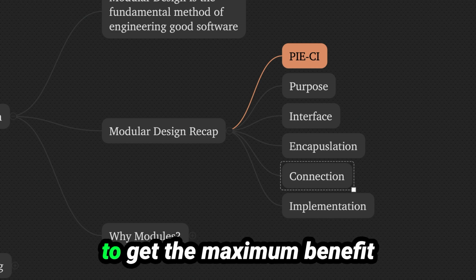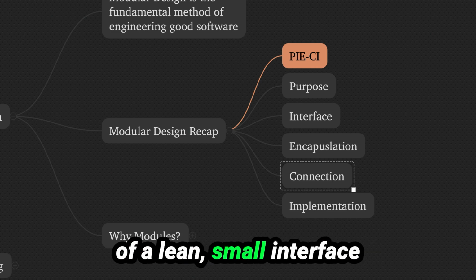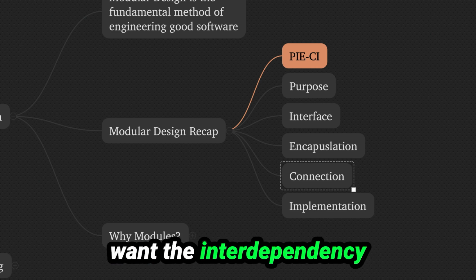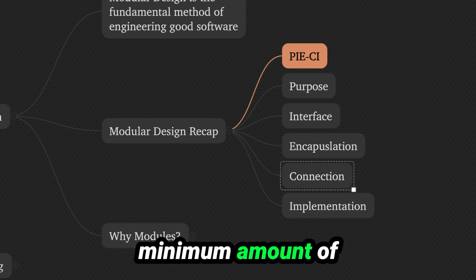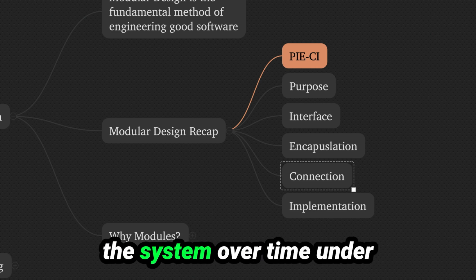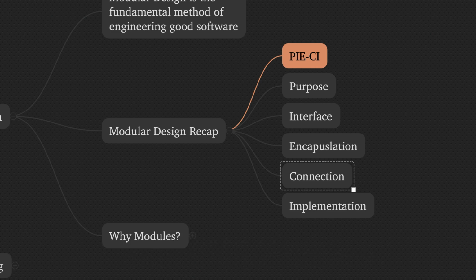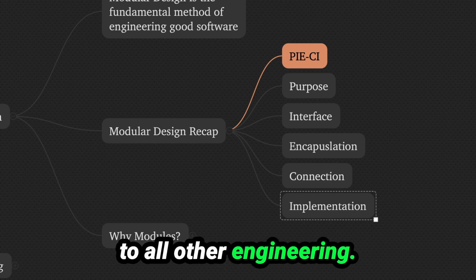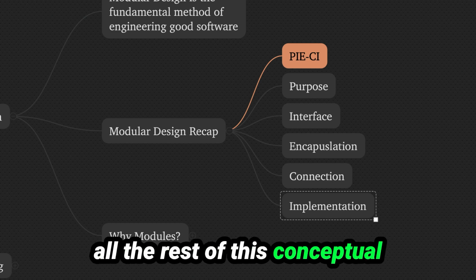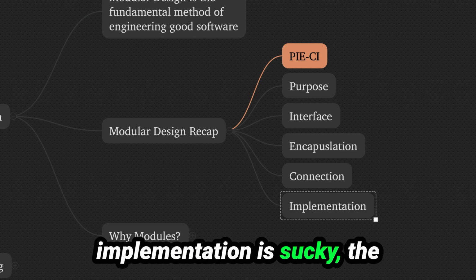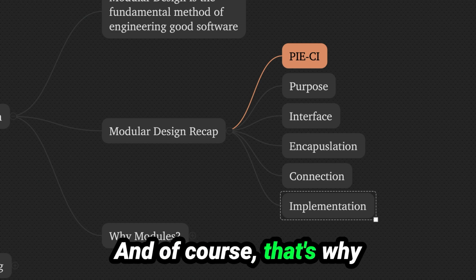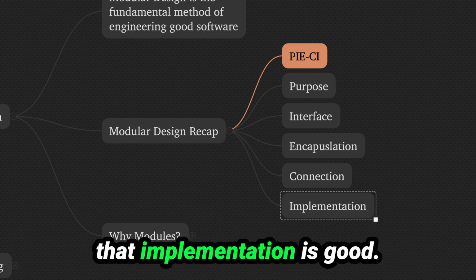So not only are you trying to get the maximum benefit of a lean, small interface to a well-abstracted encapsulation, but you also want the interdependency between all these modules to be minimized. You want to have the minimum amount of interdependency between modules so that you can have the maximum flexibility to reconfigure the system over time under changing requirements. Implementation is the very last one, and it really is just a nod to all other engineering. No matter how good you do all the rest of this conceptual architectural design work of the module, if the implementation is sucky, the module is still gonna suck. If it's underperformant, if it's buggy, if it's unreliable, it's gonna suck. And of course, that's why we're gonna do some automated testing, because we're gonna try to make sure that implementation is good.